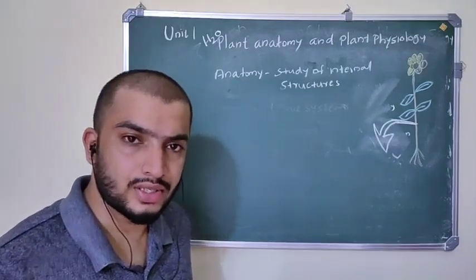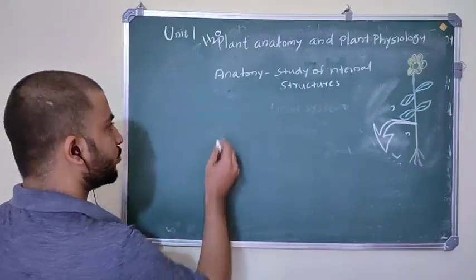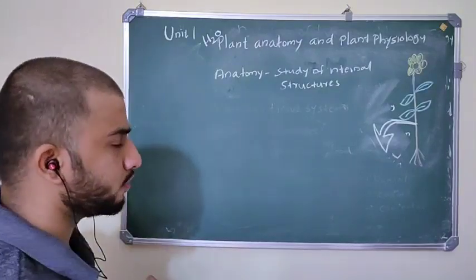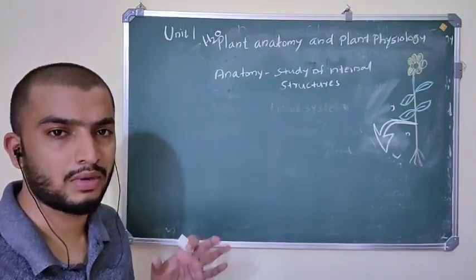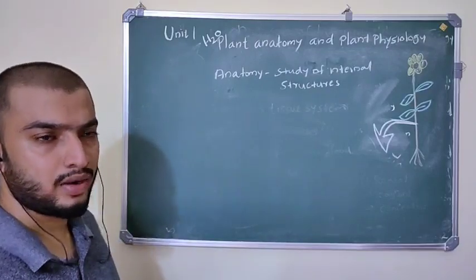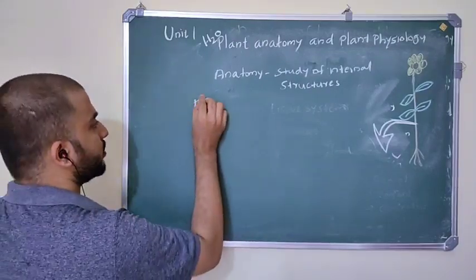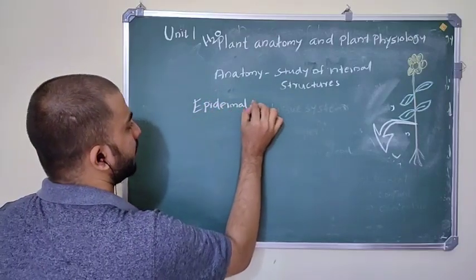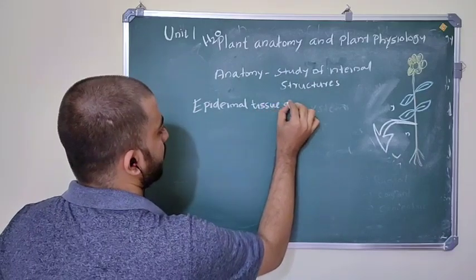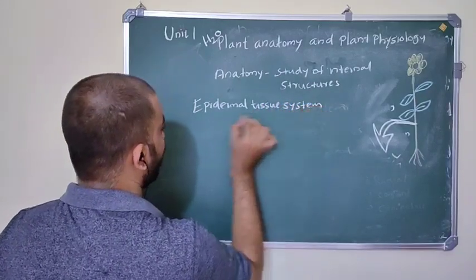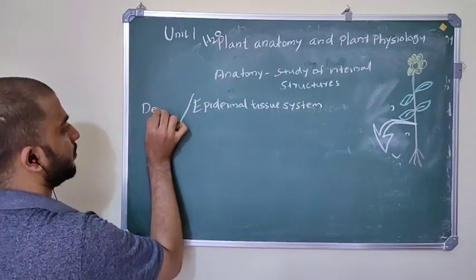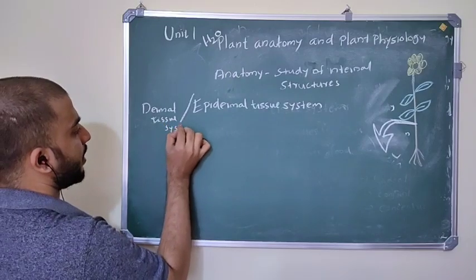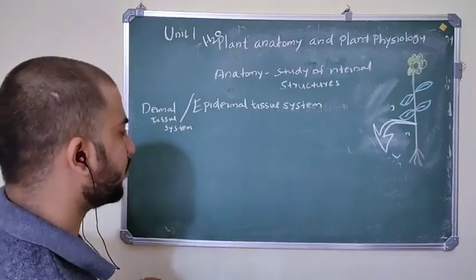So next we are going to discuss the three types of tissue systems present in plants. According to Sachs, there are three types of tissue system: epidermal tissue system, ground tissue system and vascular tissue system. The first tissue system is the epidermal tissue system. The epidermal tissue system is also called the dermal tissue system. Okay, so epidermal tissue system and dermal tissue system are the same.